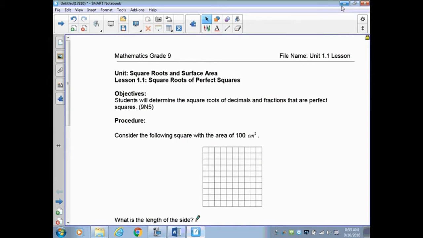So we'll start our first lesson, 1.1. It's called Square Roots of Perfect Squares, and it's in the first unit, Square Roots and Surface Area. What I'd like you to be able to do at the end of this lesson is take a look at a fraction or a decimal and tell me whether that fraction or decimal is a perfect square. So let's take a look at the first part right here.